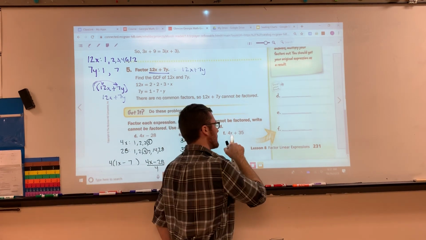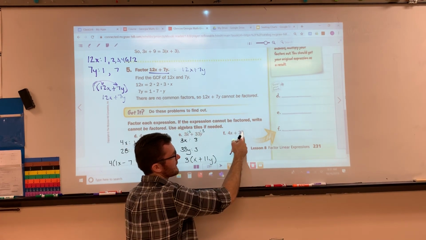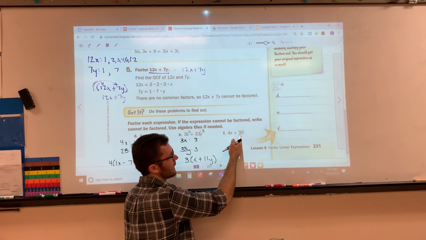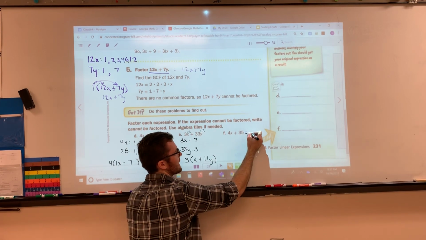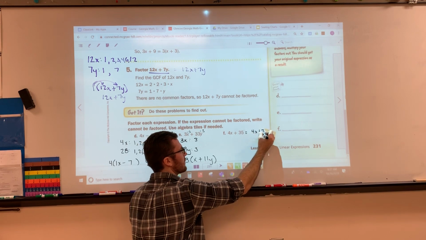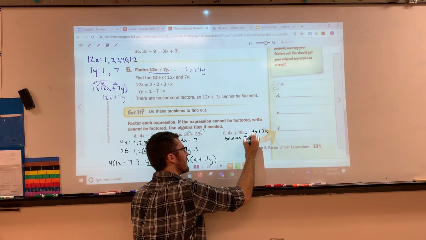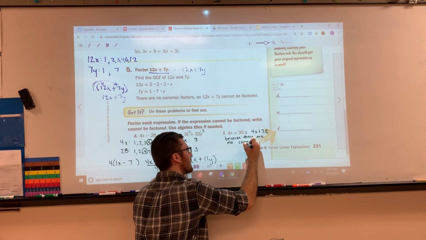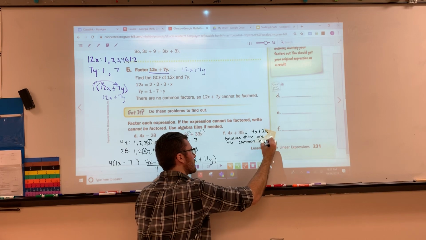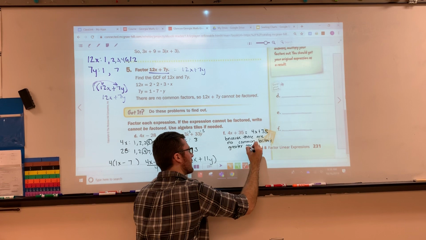Okay, right here I have 4x plus 35. This is even and this is odd, and I know that 35 cannot be divided by 4 and it cannot be divided by 2, so this is going to stay the same. 4x plus 35, because there are no common factors greater than 1.